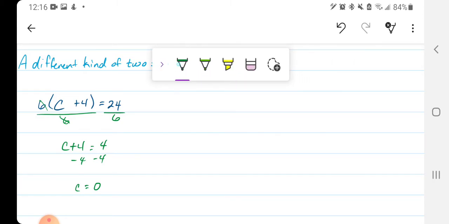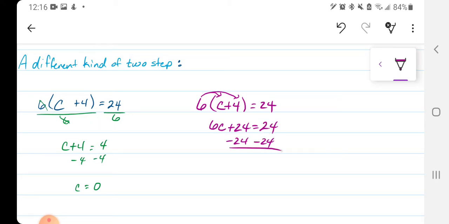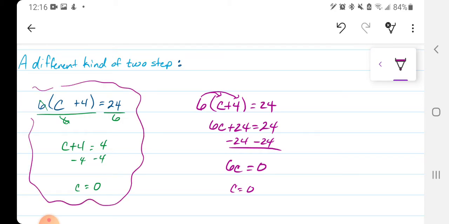And then you probably were tempted to do it the other way. If you saw 6 times c plus 4 equals 24, you're probably tempted to right away do your distributive property, right? And so you're like, well, this is 6c plus 24 equals 24, and then you subtract 24 from both sides. Then you get 6c equals 0, and so obviously c would equal 0 again, which is totally fine. My point is that there's another way, okay? And so remember this going forward, because you're probably going to see something like that again, okay?